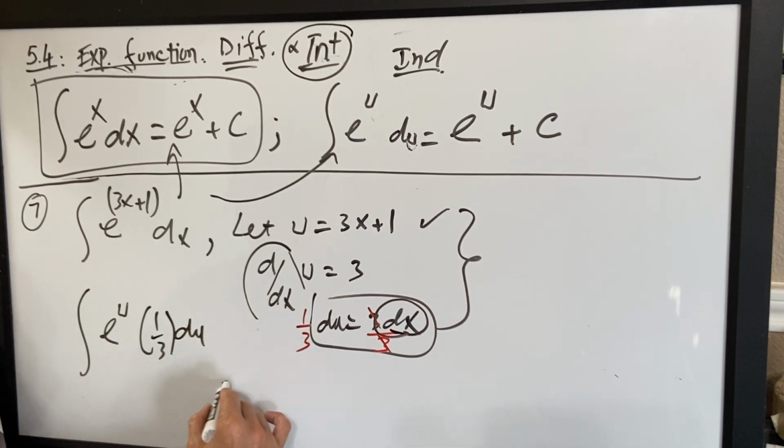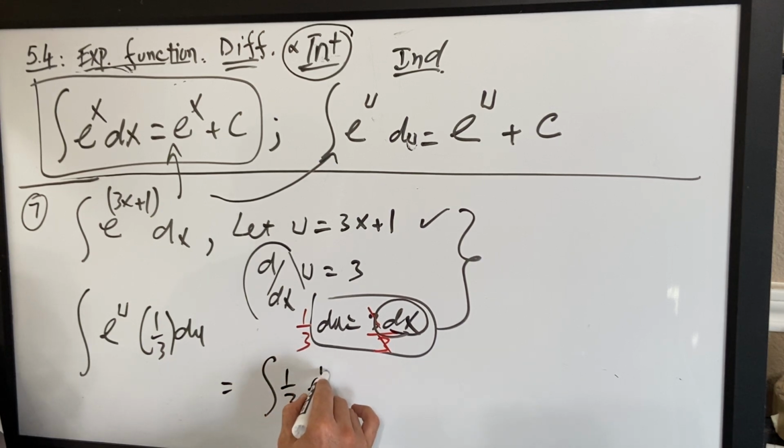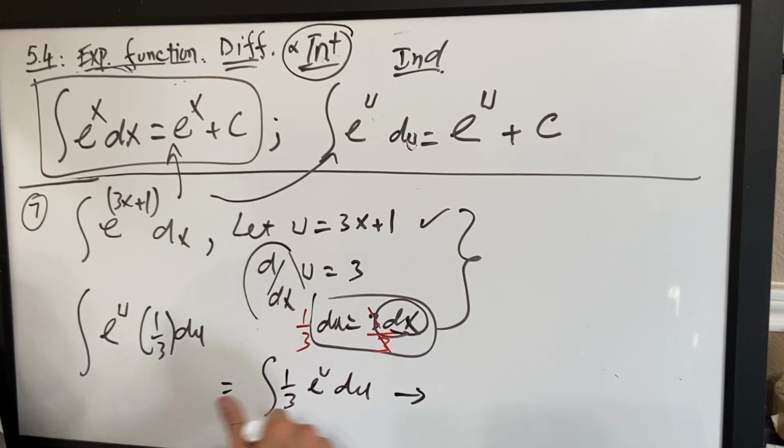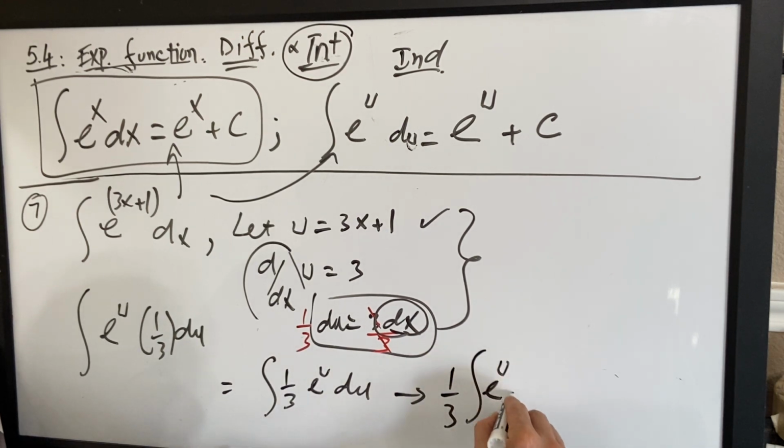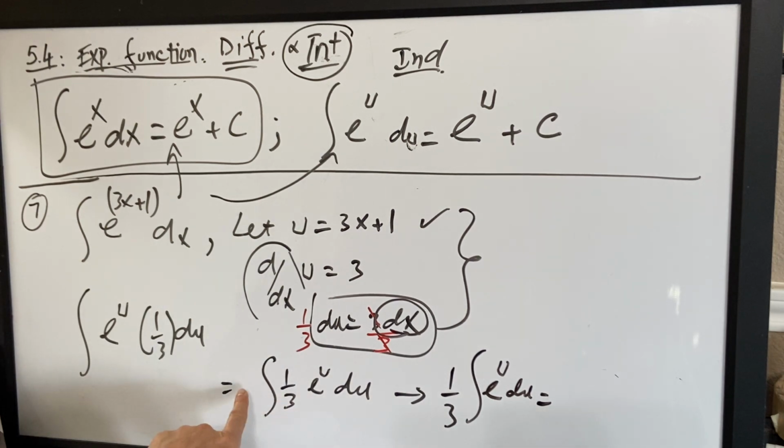I rewrite this to make it look really nice: 1/3 e to the u du. I can bring 1/3 out, right? Very good, 1/3 out. It's a constant, so I can bring the constant out, but that constant is attached to e to the u as a product, not addition or subtraction. Therefore, I can do that. Here we go.